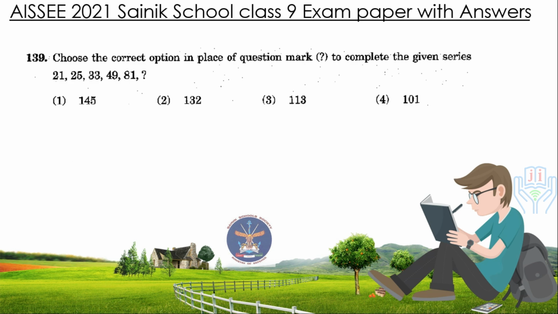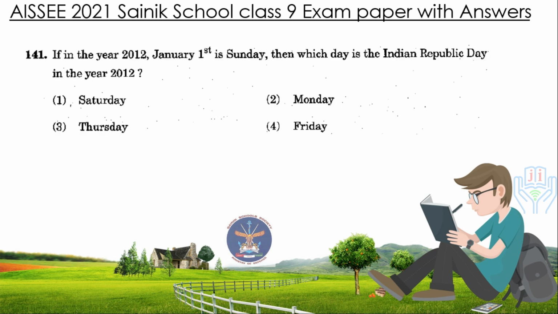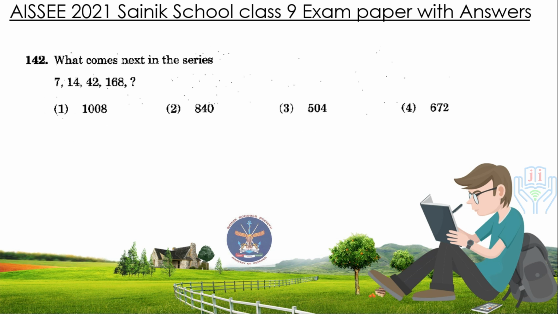Choose the correct option in place of question mark to complete the given series 21, 25, 33, 49, 81. Answer is 145. Tiger is related to cub in the same way as elephant is related to dash. Answer calf. If in the year 2012 January 1st is Sunday, then which day is the Indian Republic Day in the year 2012? Thursday. What comes next in the series?